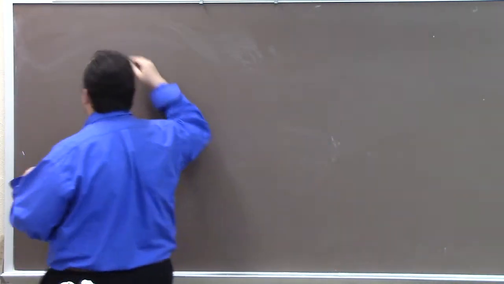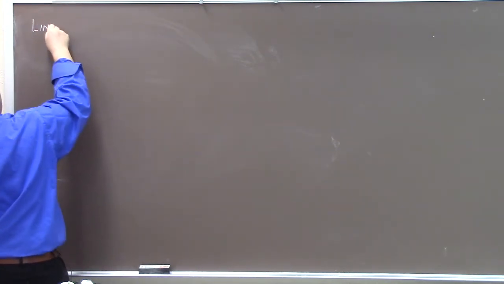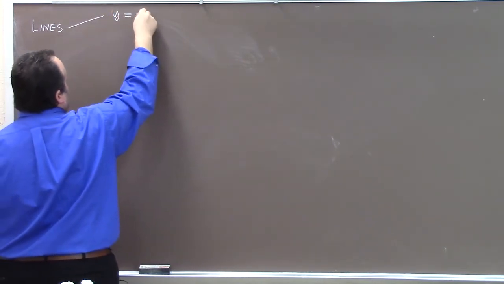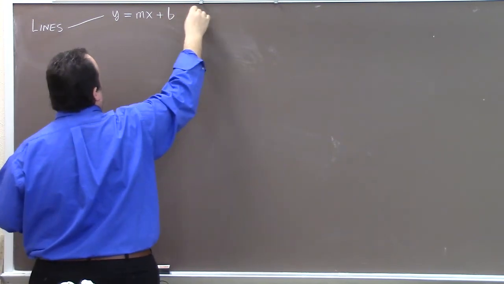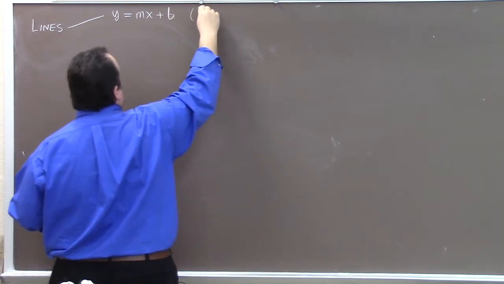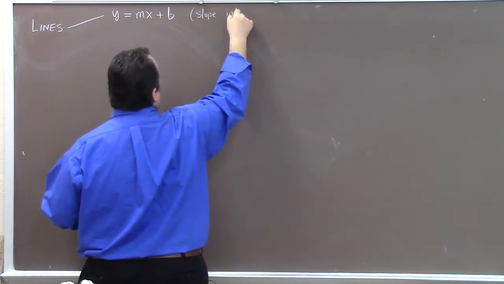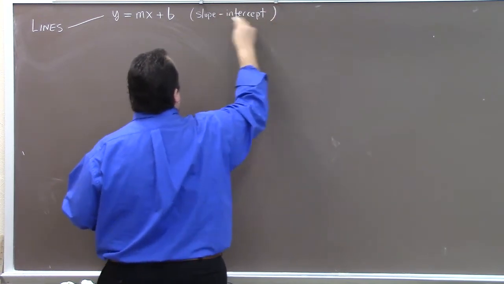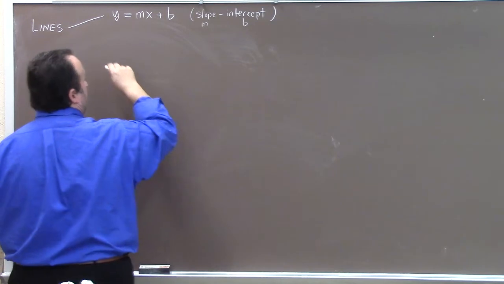I remind you, lines. There are a few fundamental things we need to remember, right? So y equals mx plus b. This is slope-intercept, right? This is the slope-intercept form. The slope is m, the intercept is b, and it's a y-intercept we're talking about, right?